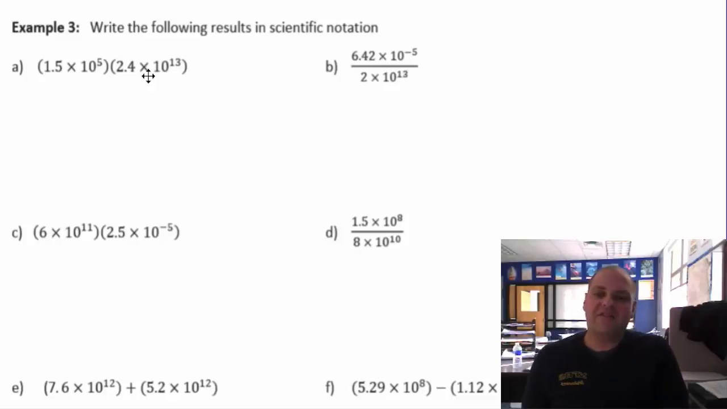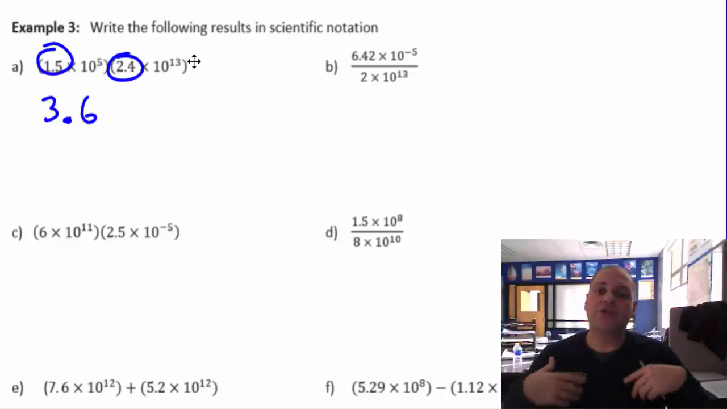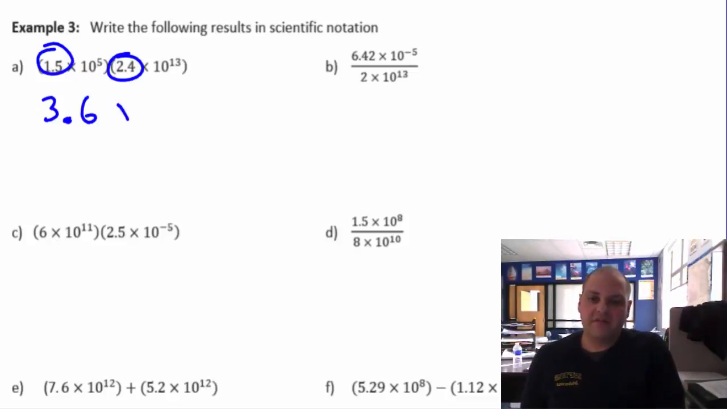So 1.5 times 2.4, and that's going to be 3.6. I already did this ahead of time to save us time in the video. So 1.5 times 2.4, multiply those, and that's 3.6. And then 10 to the 5th times 10 to the 13th. Remember our rule for multiplying. What do we do with the exponents? We should know by now that we add the exponents. So this is going to be times 10 to the 18th. 3.6 times 10 to the 18th. We are in scientific notation, so we are done.